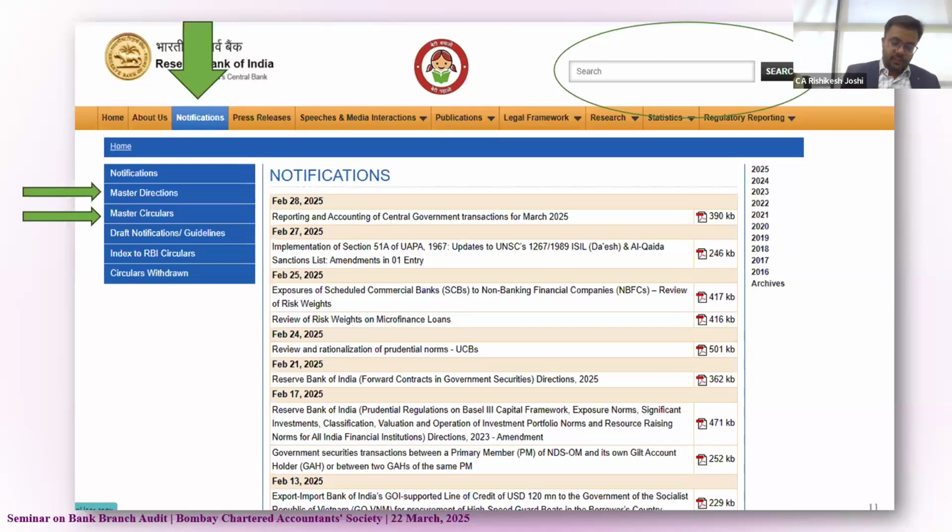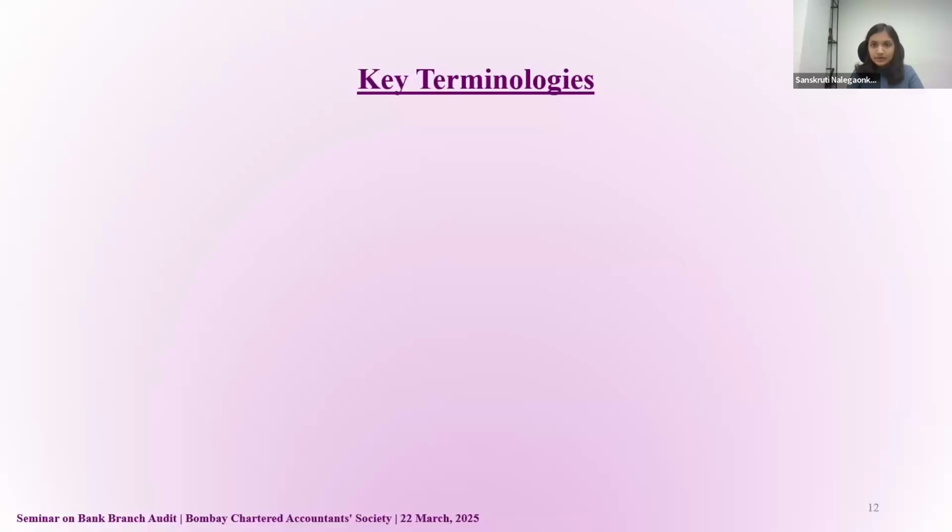Now she'll be taking us through very key terminologies. So for a basic bank branch audit, what are the basic terms that you need to be aware of? Go ahead, ma'am. So, moving to the next slide. Key terminologies.